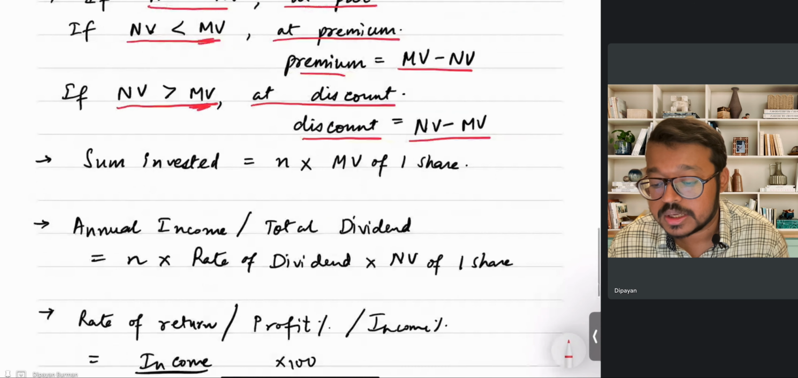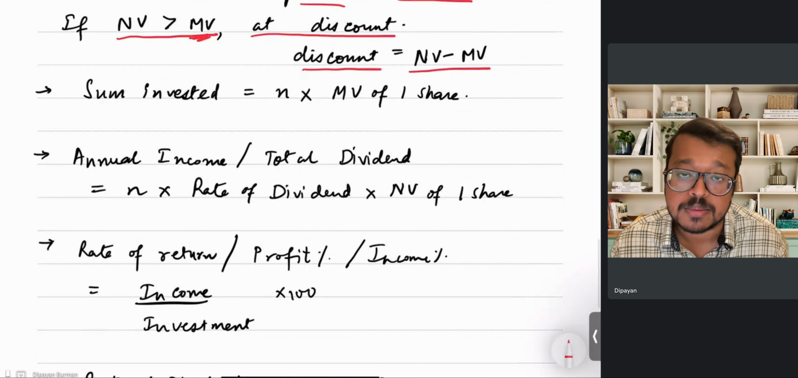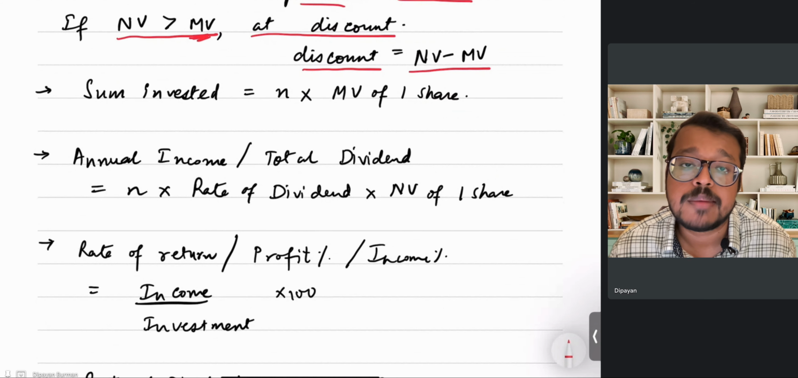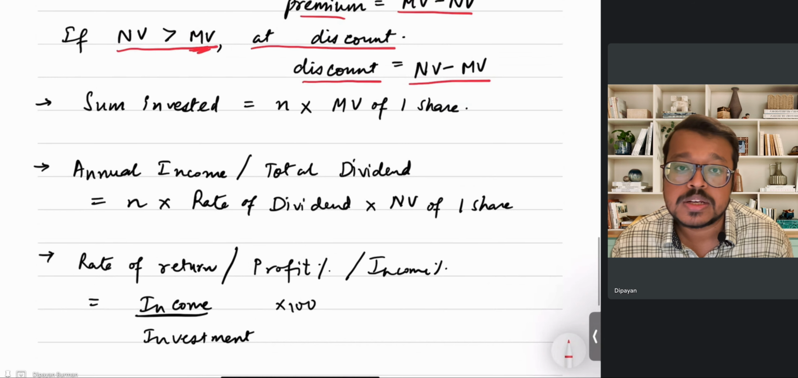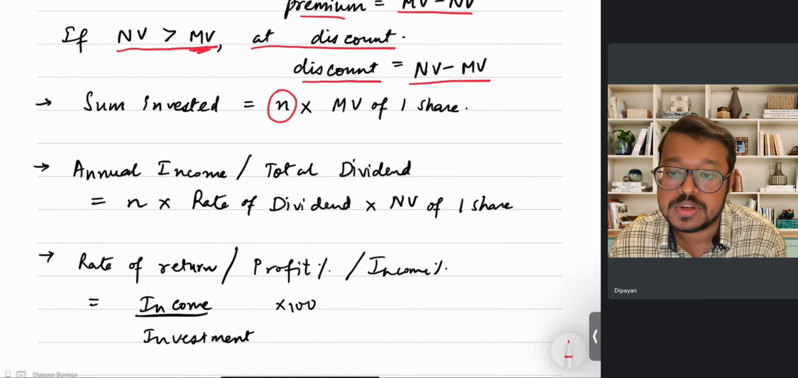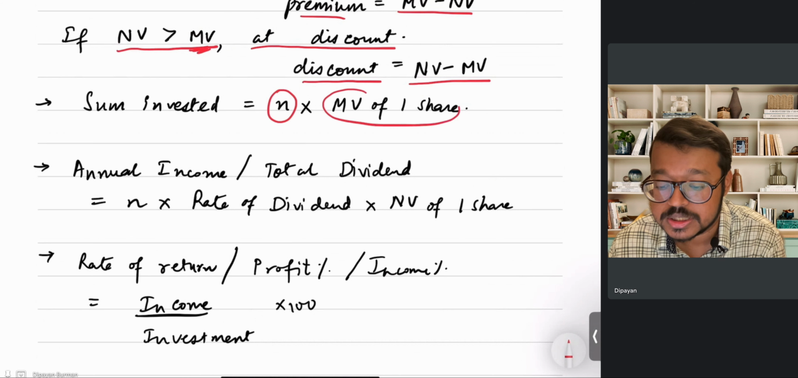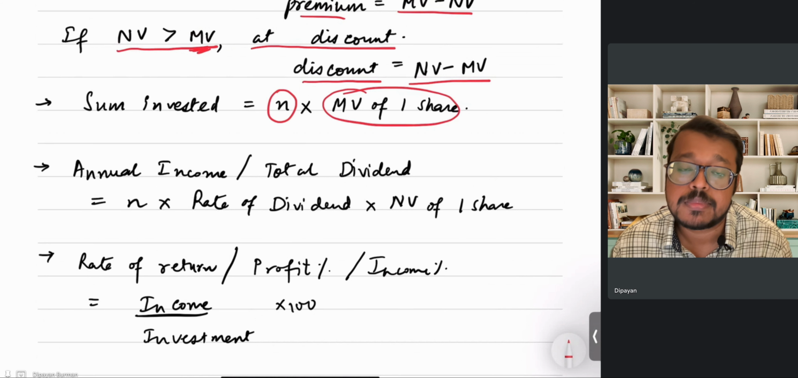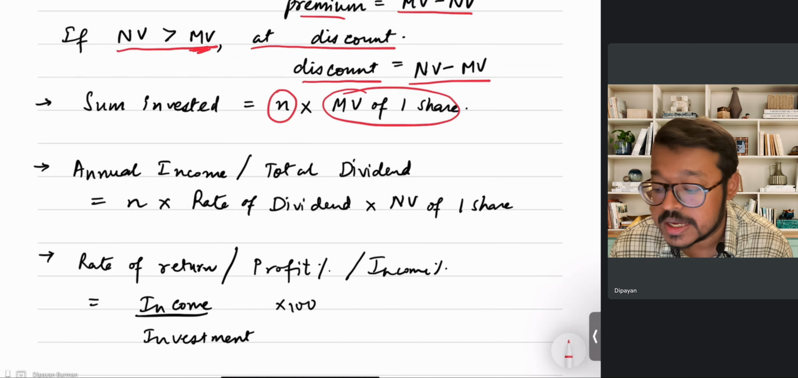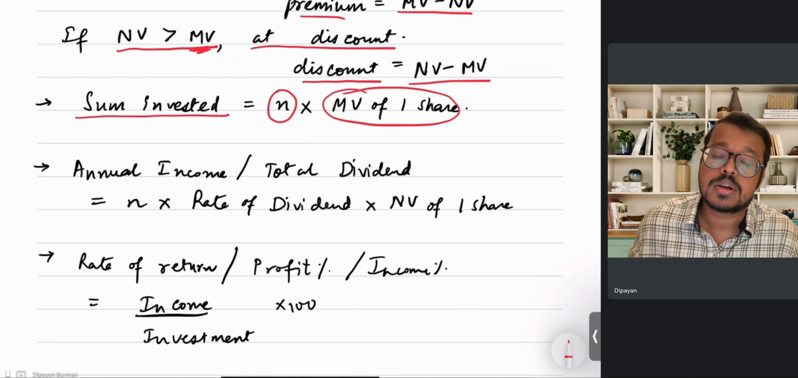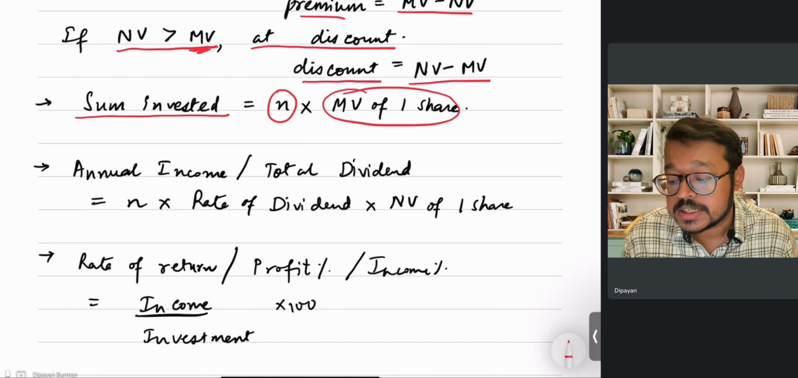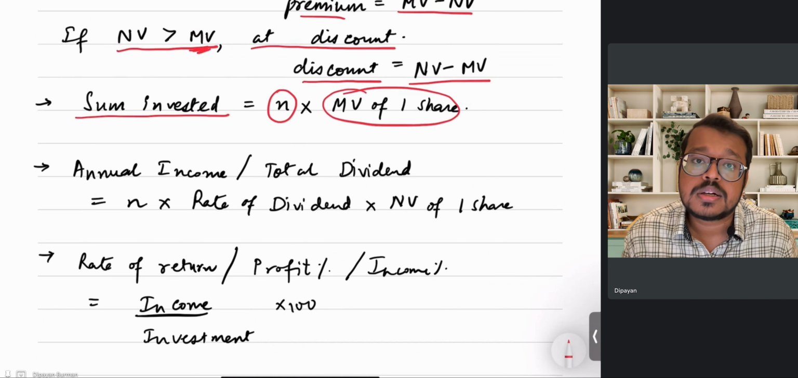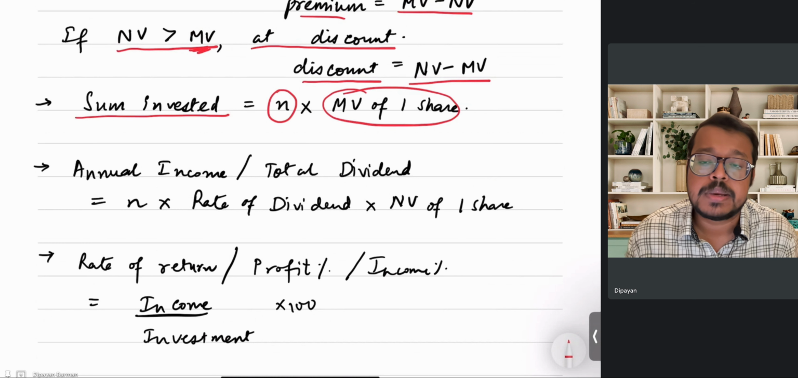Now suppose any person is trying to buy some shares of a company. The shares of a company can be bought only at the market price or the market value. So if a person wants to buy n number of shares and we know the market value of one share, then n multiplied by the market value of one share is the sum invested by the person, or the money that the person needs to pay in order to buy n number of shares at some market value.